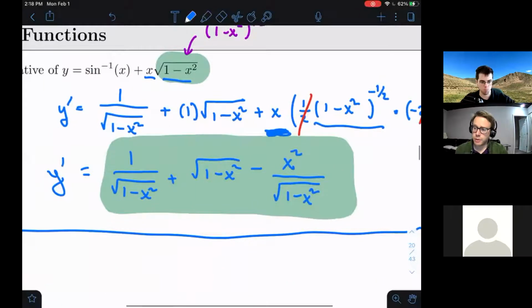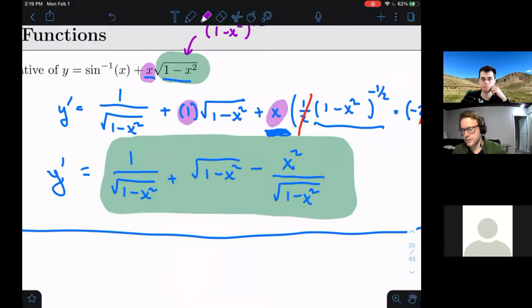So this came from the product rule. When we did the product rule, we needed to do the derivative of the first. So the derivative of x was 1 times the second, plus the first times the derivative of the second. Okay, I see. Excellent. Thank you.